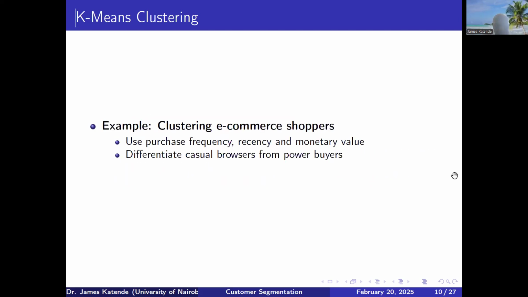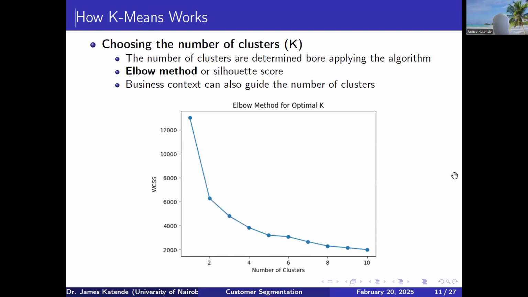So the example we shall use is what I've already shown. It's e-commerce shoppers. We shall use the frequency, recency, and monetary value to do the clustering. And this will be able to help us differentiate the different types of clients we have. Are they just casual browsers, those who only show up during sales, or are they power buyers who are frequently purchasing on your site? And based on this, you can determine different ways to target them. So this is a basic example that we'll be using.